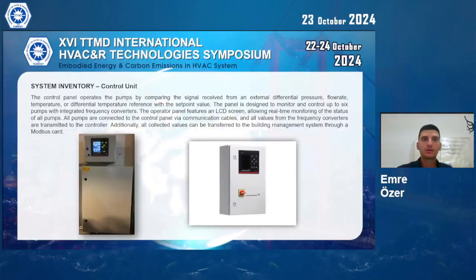And the next component is the control unit. The system is controlled by this unit. The control panel works by comparing the received signal with the set point value, and it can operate the pumps in different ways, like external differential pressure, temperature, or differential temperature.